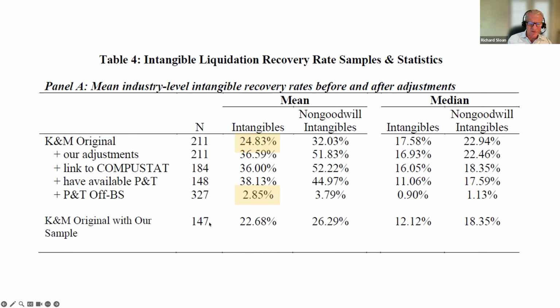There were some sample differences, so we showed this rate down here just to show it wasn't the different sample sizes that were driving it. It was the adjustments that we made to the denominator. The medians are even lower over here. Bottom line, what we'll see later on, recoveries on intangibles are sort of negligible. It's hardly even worth trying to model them. They're so small.